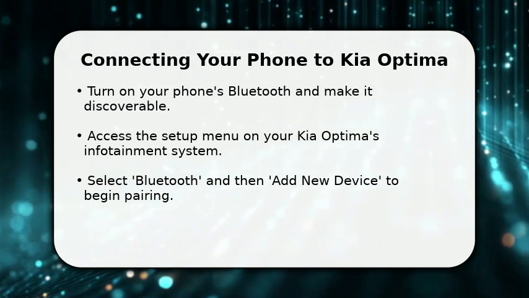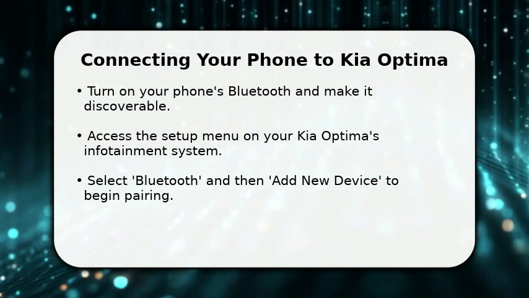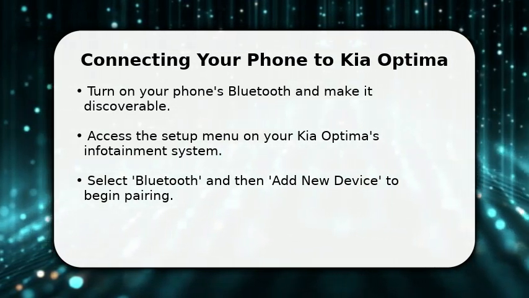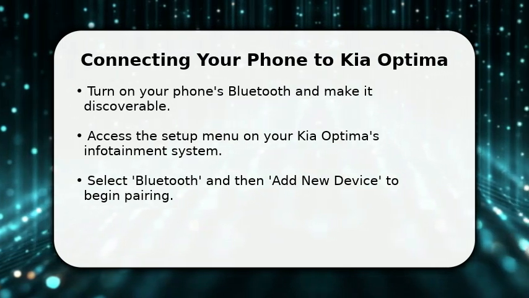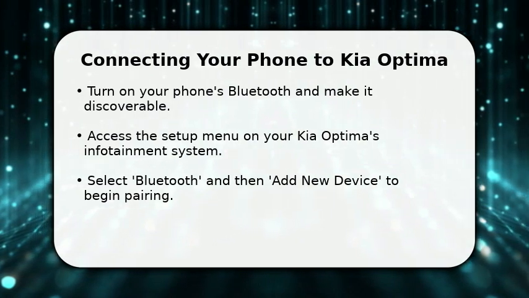Your car will search for your phone. Once found, confirm the pairing code shown on both screens. This simple process establishes a wireless connection for calls and audio streaming, making your drive more enjoyable and hands-free. It usually takes less than 1 minute.